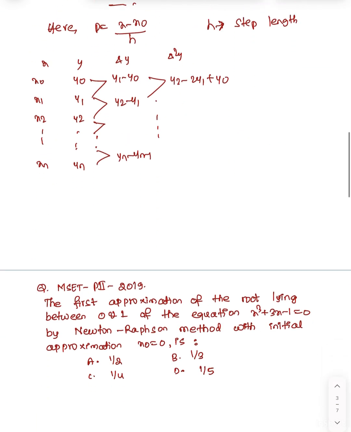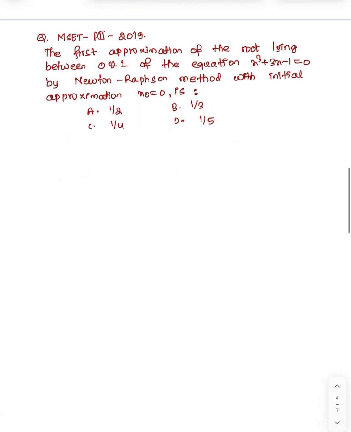So next question, which is from MSET 2019. The question is: the first approximation of the root lying between 0 and 1 of the equation x cube plus 3x minus 1 is equal to 0 by the Newton-Raphson method with initial approximation x naught equal to 0 is: options are 1 by 2, 1 by 3, 1 by 4 and 1 by 5.